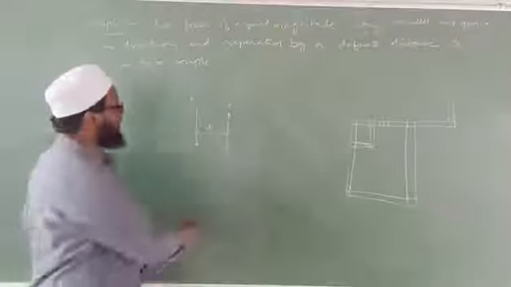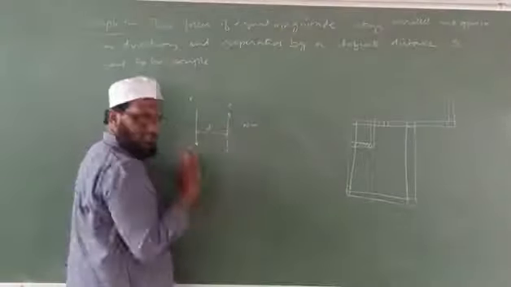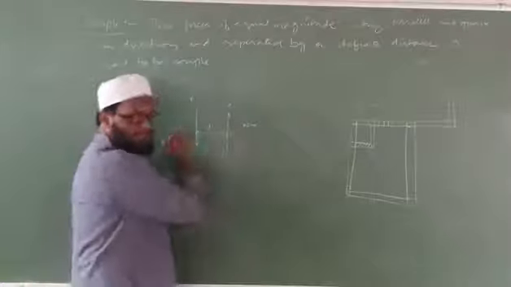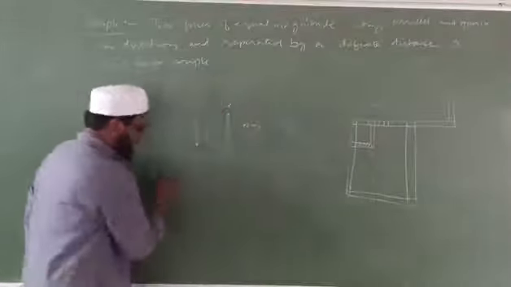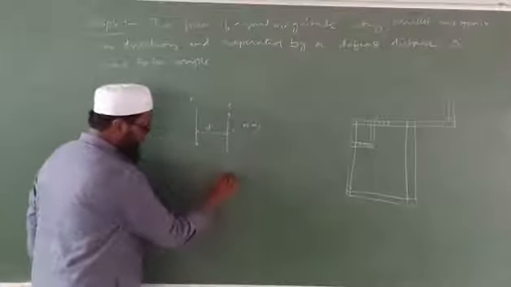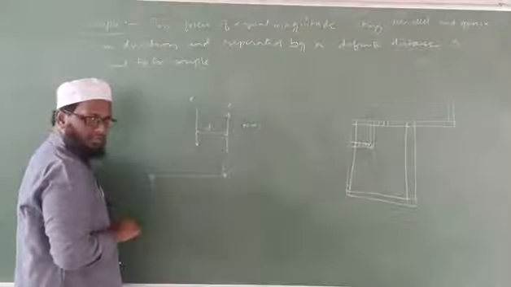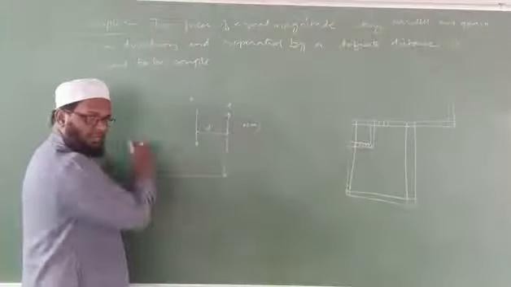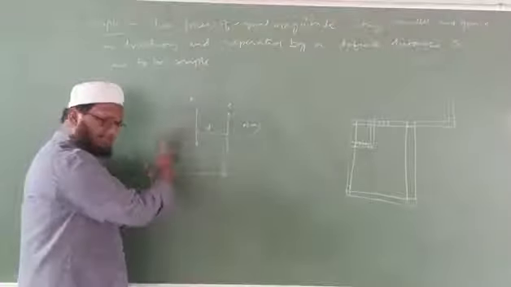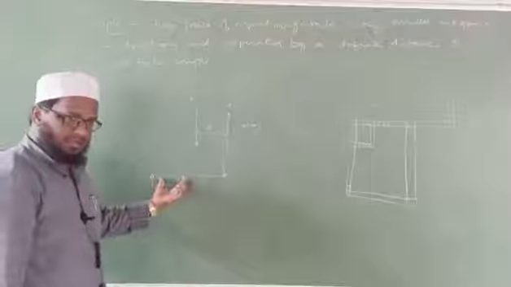The unit is Newton meter. Force into distance, not d by 2, force into distance directly, okay. This is the unit, and the examples may be like this. This is a beam, and this is your couple. See, one force is going in the downward direction, another force is going in the upward direction. Because of these upward and downward forces, the beam will experience couple.